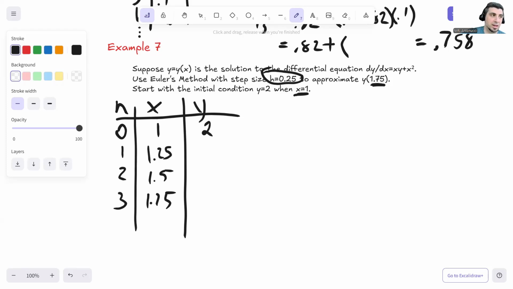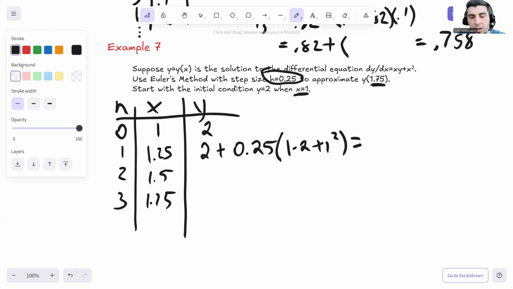So the next y value when x is 1.25 is going to be the previous y value, plus h times the differential equation evaluated at the previous point. So 0.25 times 1 times 2 plus 1 squared. And you're going to end up getting 2.75 when we simplify that. That 2.75 is now the y value for our first point, our first iteration.